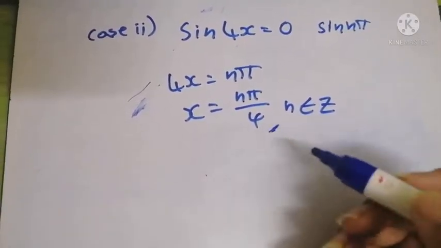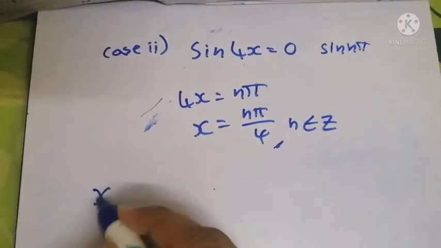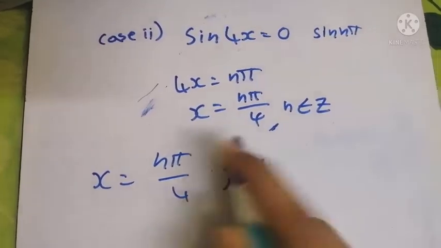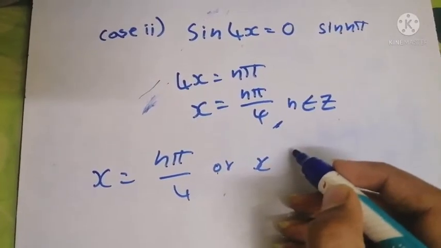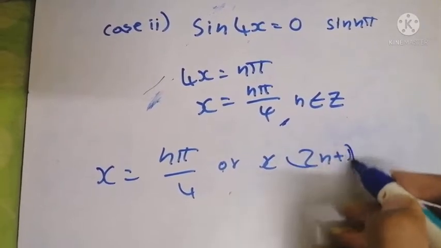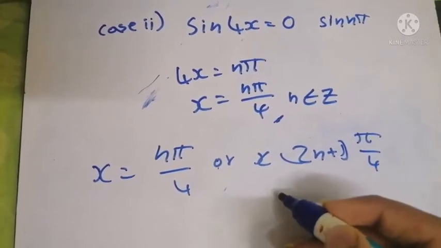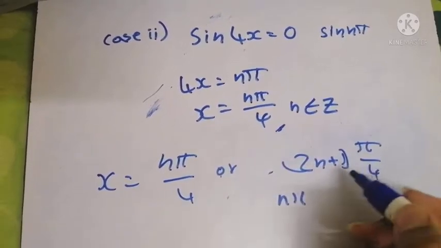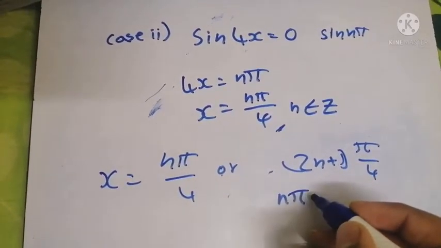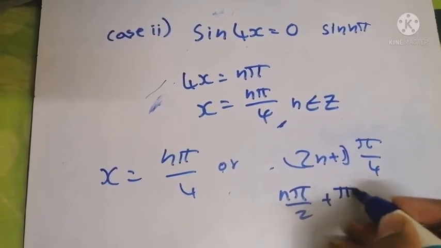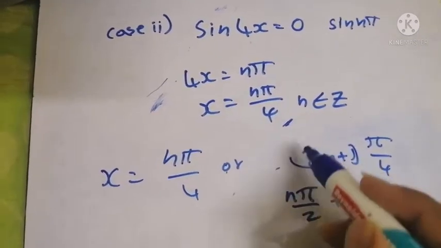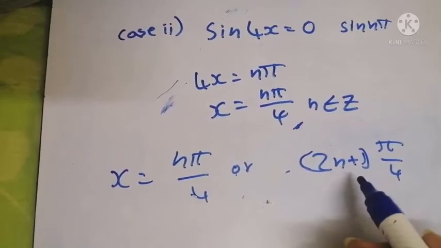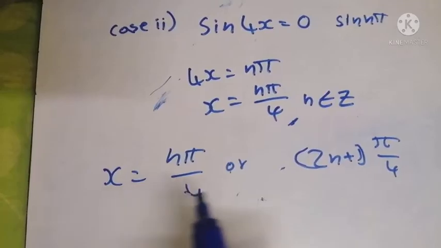So this is the answer. In case 2, x is equal to n pi by 4, or x is equal to (2n plus 1) pi by 4, or we can write n pi by 2 plus pi by 4. So we can get this or this. So the solution is (2n plus 1) pi by 4 and n pi by 4.